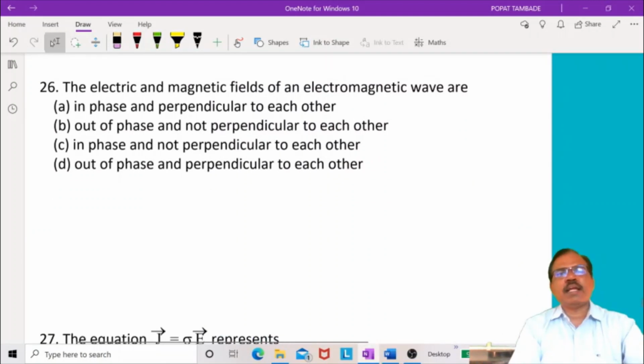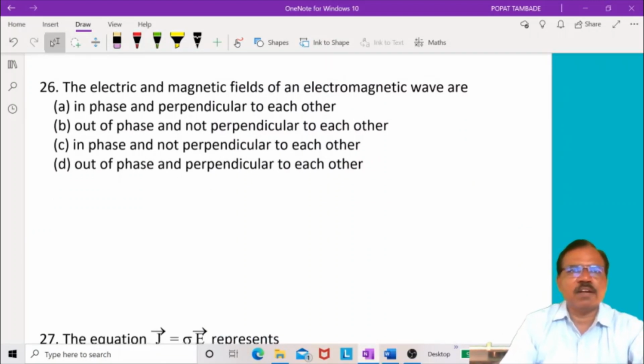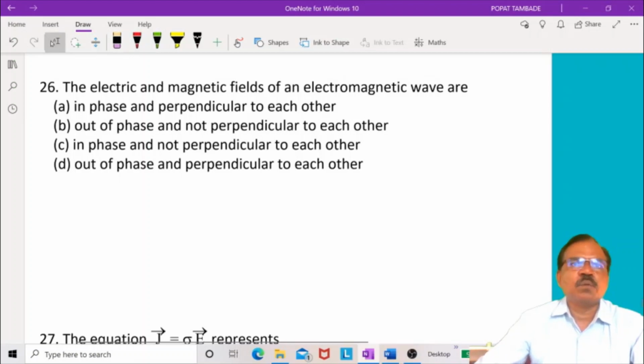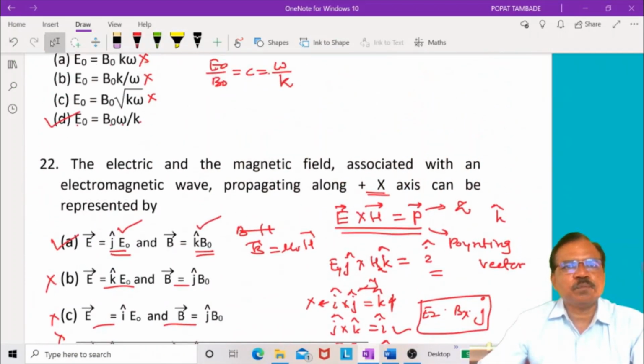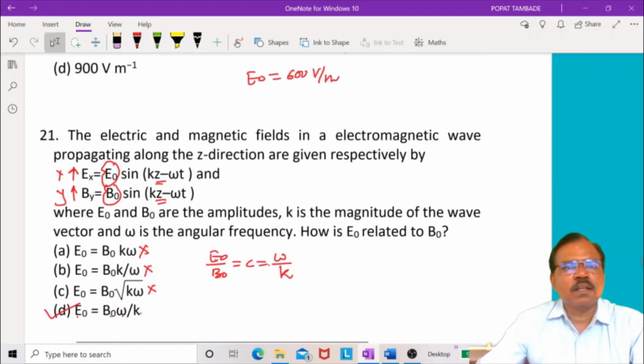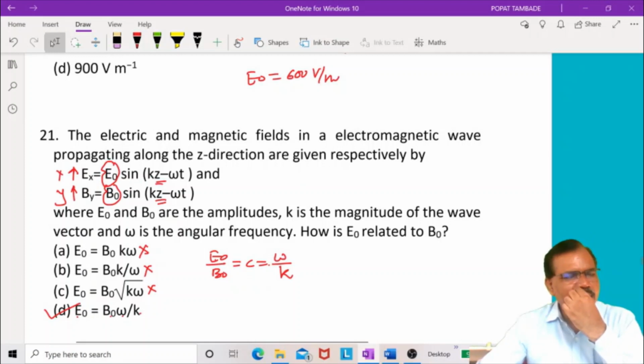The electric and magnetic fields of an electromagnetic wave are: in phase and perpendicular to each other, out of phase and not perpendicular to each other, in phase and not perpendicular to each other, or out of phase and perpendicular to each other. We have seen an example here. So Ex is equal to E0 sin kz minus omega t, By is equal to B0 sin kz minus omega t. So electric field is along x-axis, magnetic field is along y-axis, and wave is propagating along z-axis.